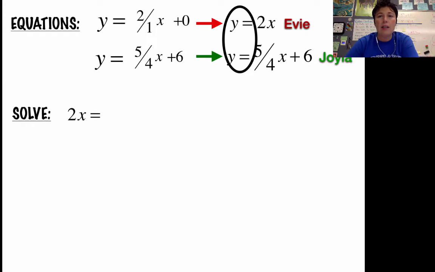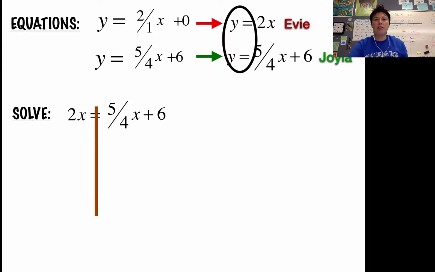Let's set 2x equal to 5/4 x plus 6. Put a line down the middle. We're going to solve for x. With that fraction, I really don't like that fraction. So I want to get rid of it right away. That's my plan. So to get rid of the 5/4, I'm going to multiply everything by 4.